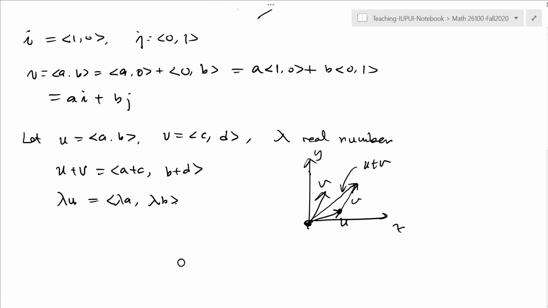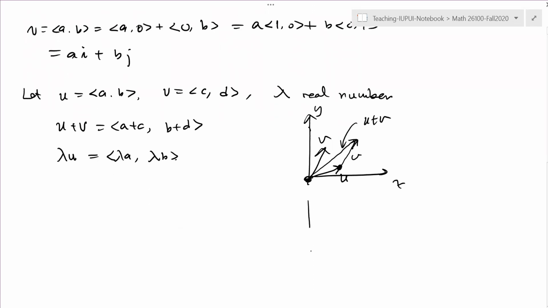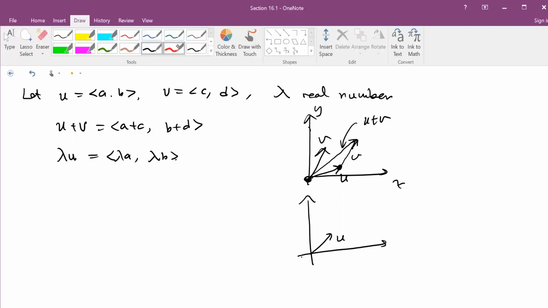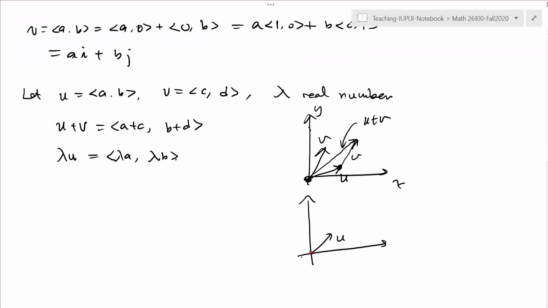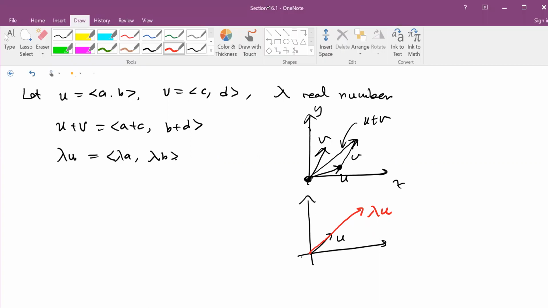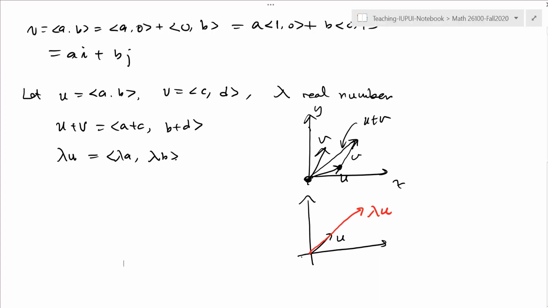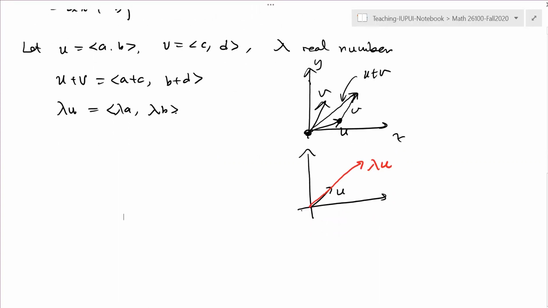And lambda U depends on the value of lambda. If that's U, then you have to draw lambda U. It's in the same direction if lambda is positive, so that will be lambda U. The length is just multiplied. For example, if lambda is 2, just double the length. This is addition; we have to understand addition and multiplication first.